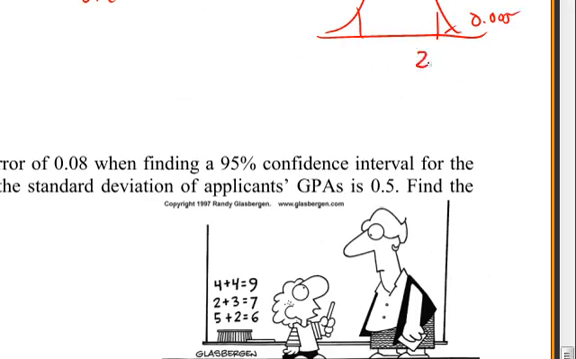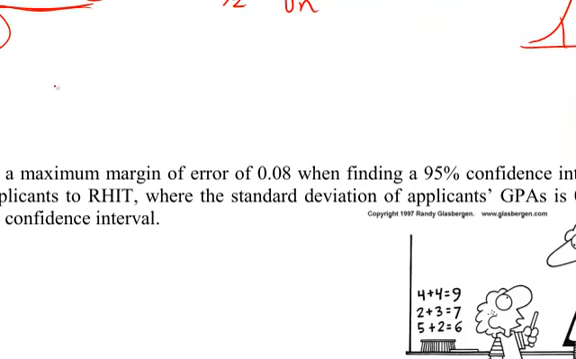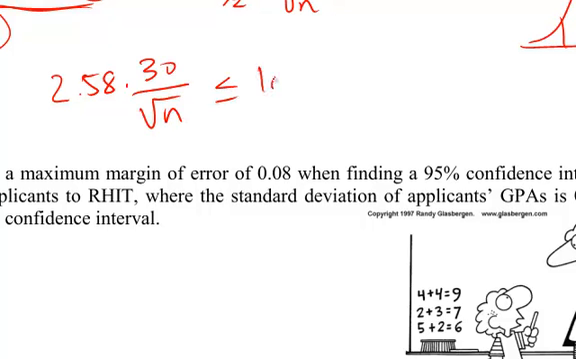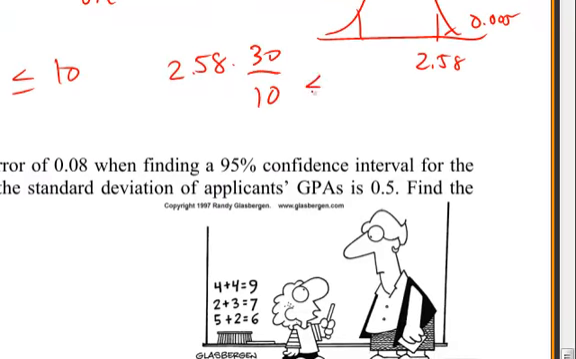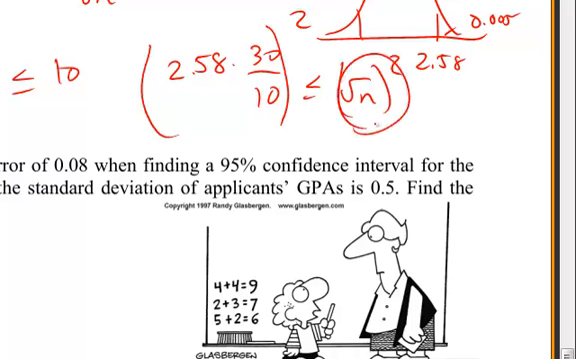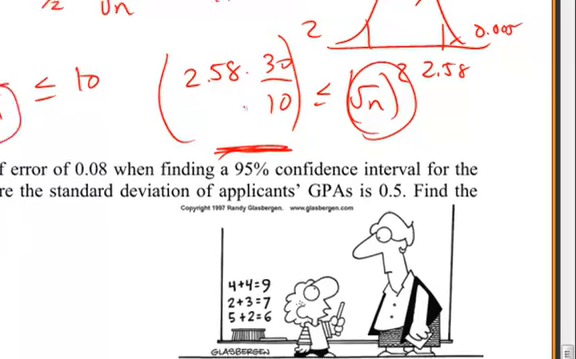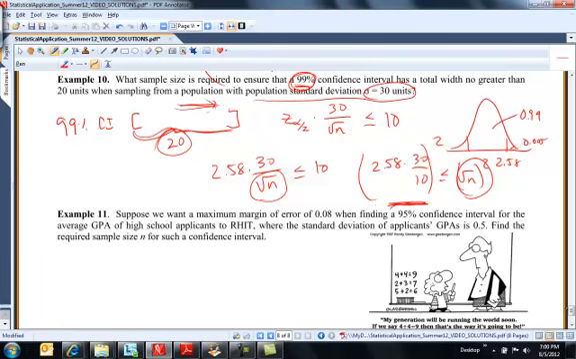So this is 2.58. I want to solve 2.58 times 30 divided by square root of n less than or equal to 10. And then I solve this for n. So 2.58 times 30 divided by 10 is less than or equal to square root of n. And then go ahead and square both sides, and we find out that n has to be bigger than or equal to whatever this number is. I don't have Maple up, but this should not be a very hard calculation.